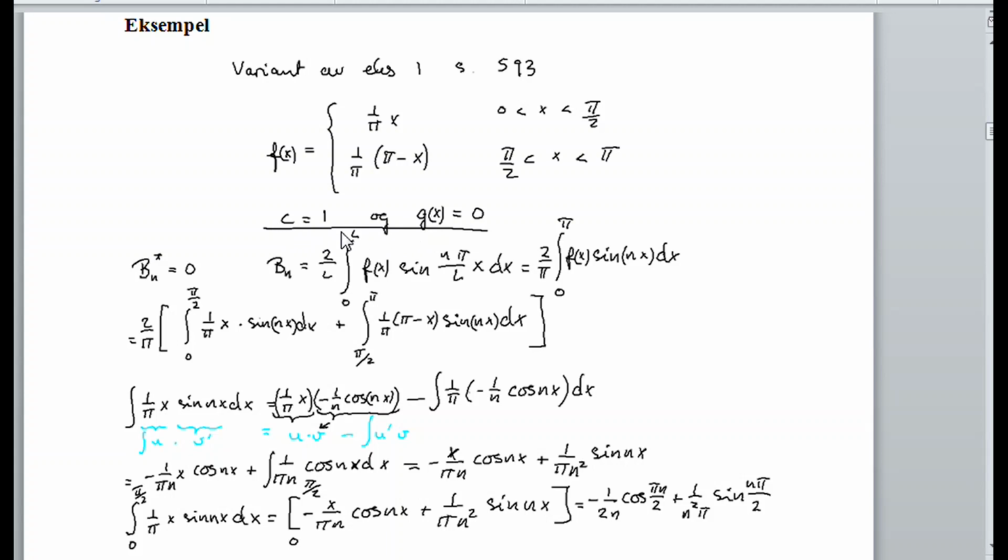Moreover, c is equal to 1 and the initial velocity is equal to 0, so there is no initial velocity. This means that all these coefficients b_n star are equal to 0. Just to recall, the definition of b_n star is the integral involving g of x, and it's 0, so when the integrand is 0, we also have that all these coefficients are 0.